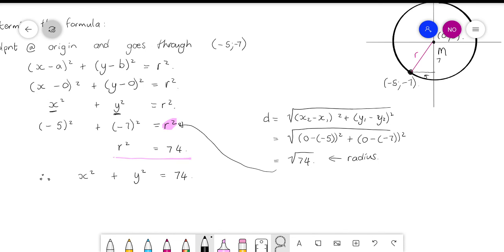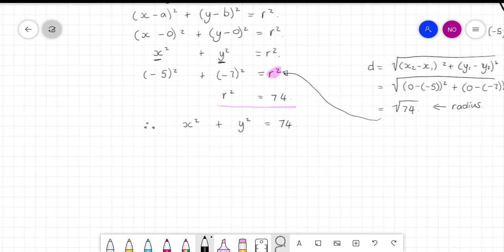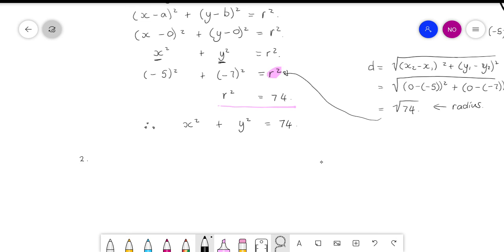Okay, ons gaan nog een doen. Number 2, find me the formula of a circle that has a midpoint on -3 and 5 and a radius of 7.